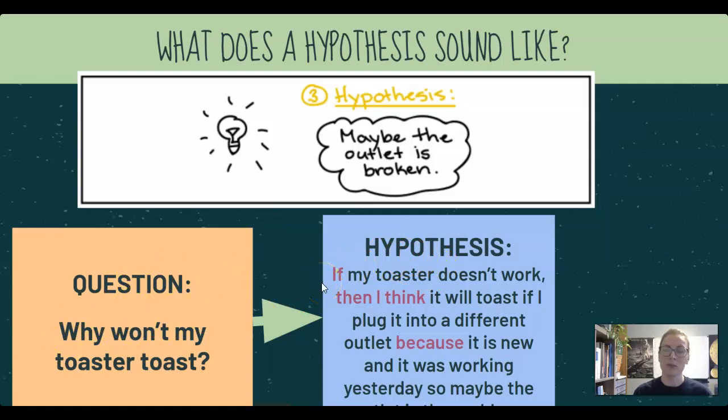If my toaster doesn't work, then I think it will toast if I put it into a different outlet because it's new and it was working yesterday. And the other part kind of got cut off on your screen here, but it says, so maybe the outlet is the problem. Right? So there's a logical reason why you think that the toaster will work again if you plug it into a new outlet. All right? That is a testable hypothesis.